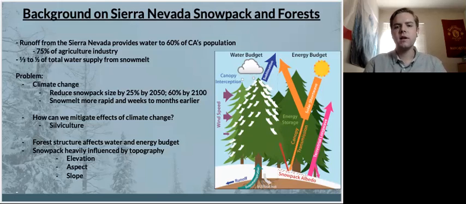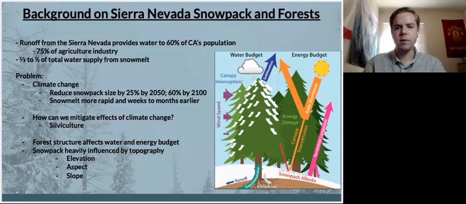So the question is, how can we help mitigate the effects of climate change? And one way is with silviculture, which is defined as the practice of controlling the growth, composition, and structure of the forest to meet our needs. So we can modify the forest to accumulate more snow and retain it for longer by manipulating the water and energy budget, which the figure on the right is showing.